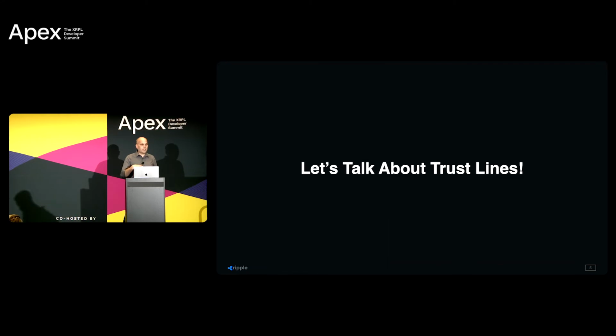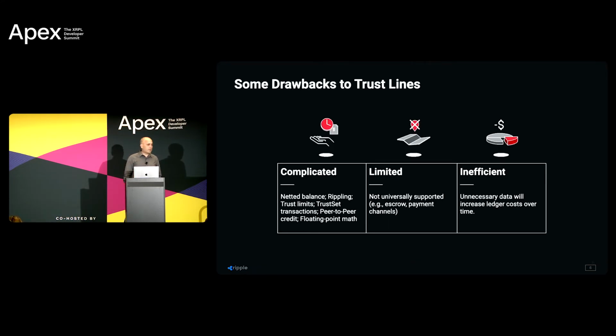So let's come back to Trustlines. I want to just talk about some drawbacks to Trustlines. The first thing, if you've ever used issued currencies or Trustlines, is they're reasonably complicated. They do a lot. They were actually invented for community credit or peer-to-peer credit. And so they have this cool but reasonably surprising balance tracking where you can net balances and one side can go positive, one side can go negative.